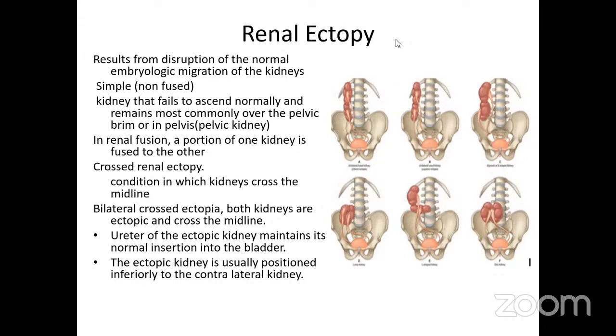In renal fusion, a portion of one kidney is fused to the other. Cross-renal ectopy is a condition in which kidneys cross the midline. These are the various forms of renal ectopy. Bilateral cross ectopia means both kidneys are ectopic and can cross the midline. The ureter of the ectopic kidney maintains its normal insertion into the bladder, and the ectopic kidney is usually positioned inferiorly to the contralateral kidney. These are the diagrams which show the different forms of renal ectopy.